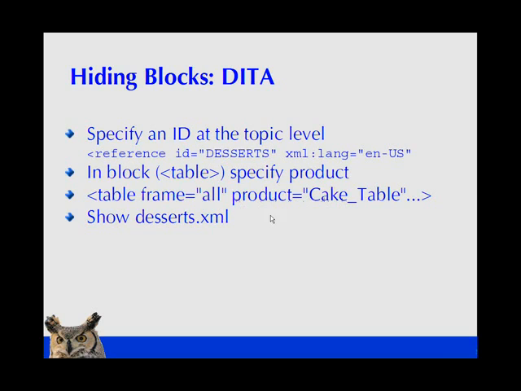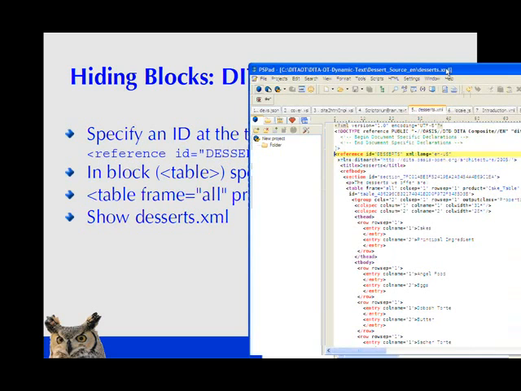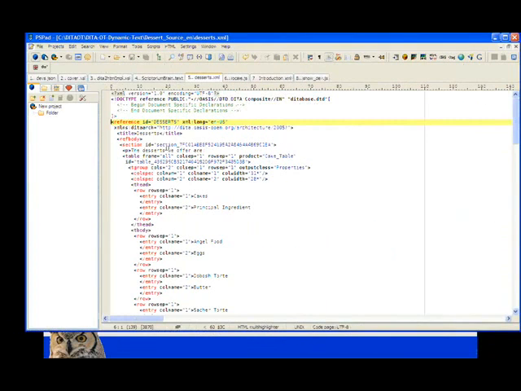And then down in the block, or in this case we're dealing with tables, we could say table, and then the important thing, product equals cake table. And so let's just take a look at that in the actual source.